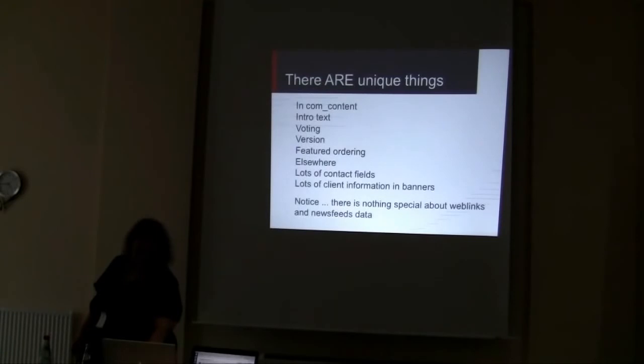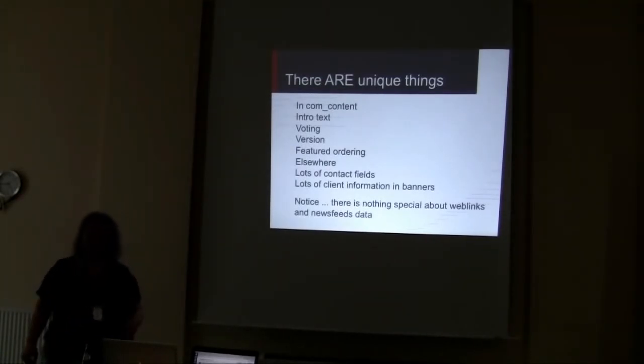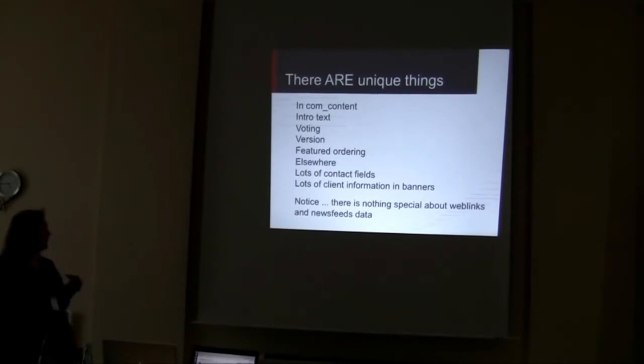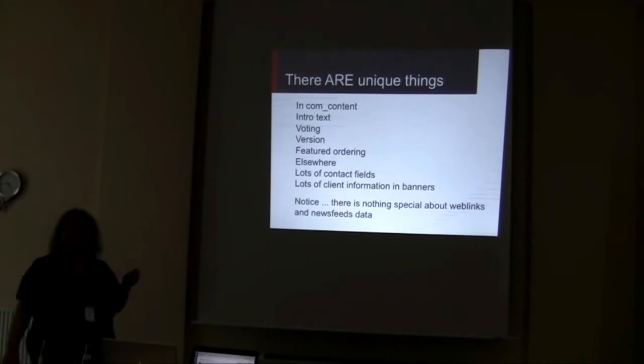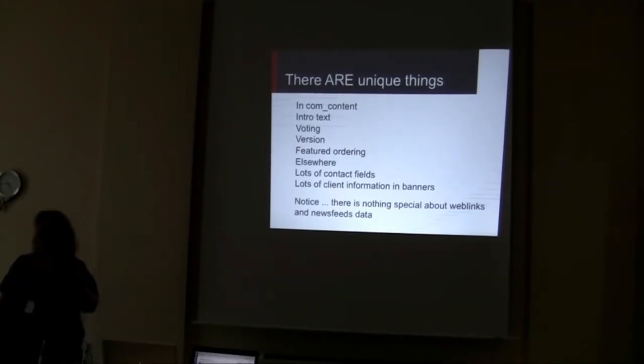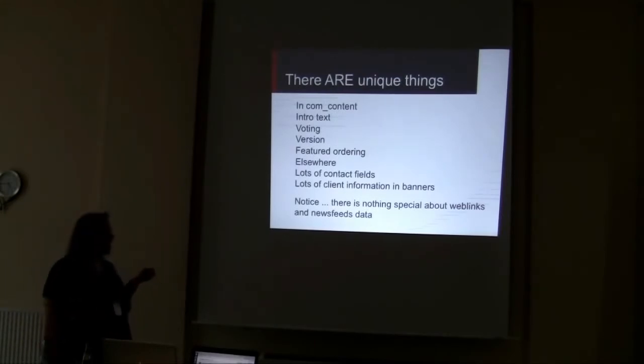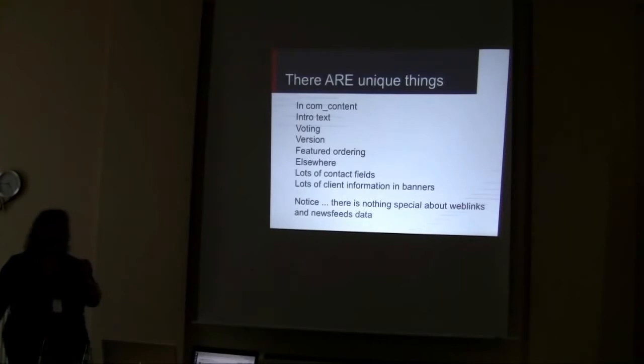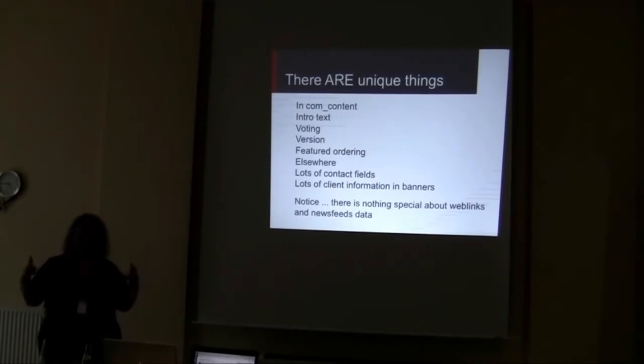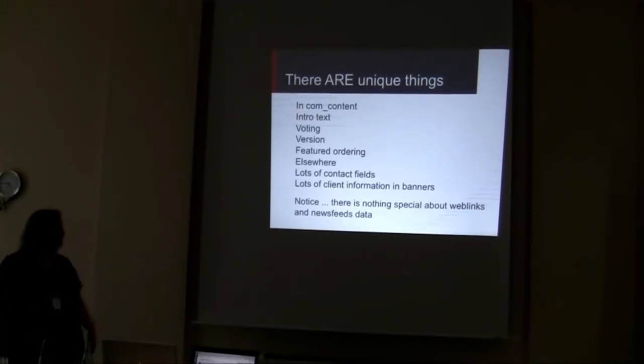Great. There are some unique things. In com_content, we have intro text, we have voting, we have version, featured ordering. Those are all interesting things that are potentially really useful for any kind of content, right? To know what version number you're on of the content, if you've edited it, to have teaser text, and depth. The voting thing, the way it's implemented now, is very old-fashioned, but these days we more usually say something like liking or plus one, whatever we want to call it in Joomla. It's some kind of rating system, potentially useful in many places.